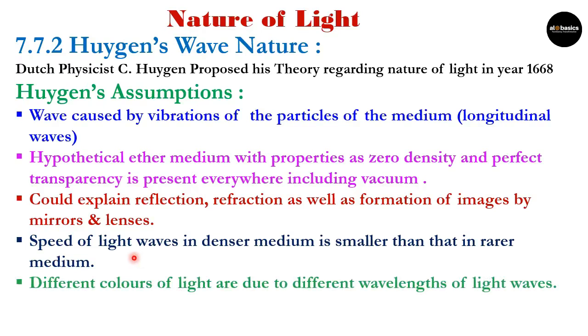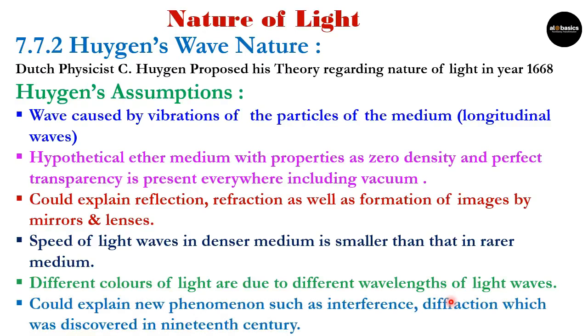Next, a phenomenon known at that time was different colors of light. For different colors of light, he said that it is due to different wavelengths of light. Waves have different wavelengths, and these wavelengths are responsible for different colors. Then, afterwards, a few more phenomena observed in the 19th century, such as interference and diffraction, were also explained on the basis of the wave nature of light.